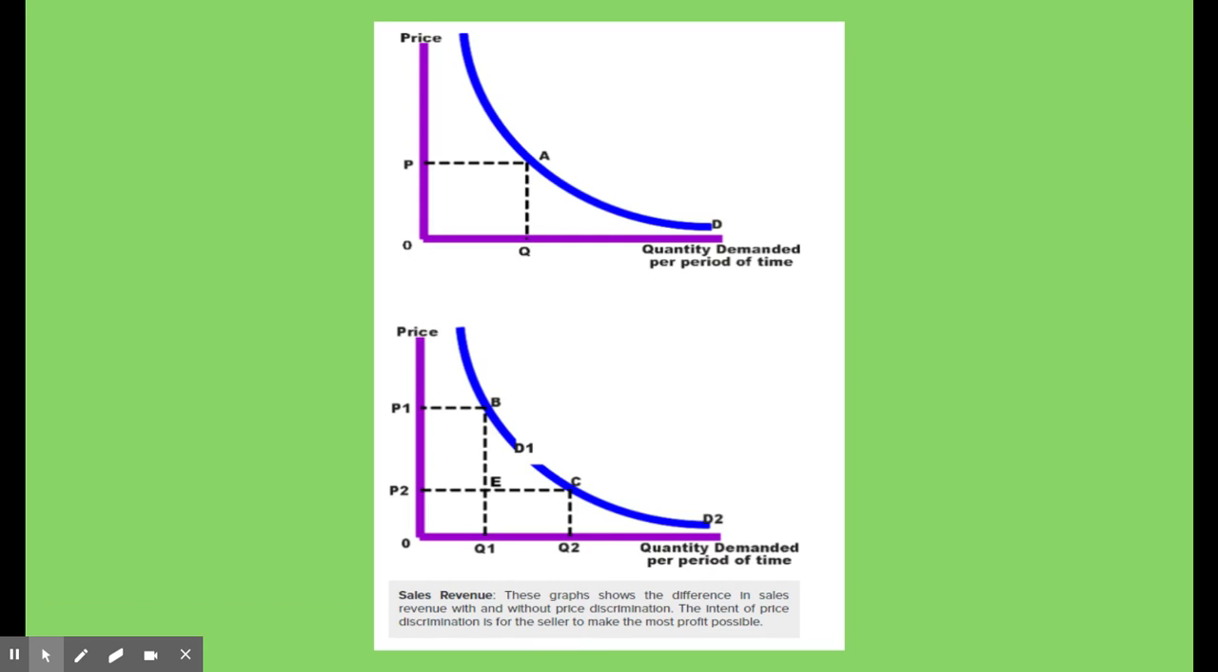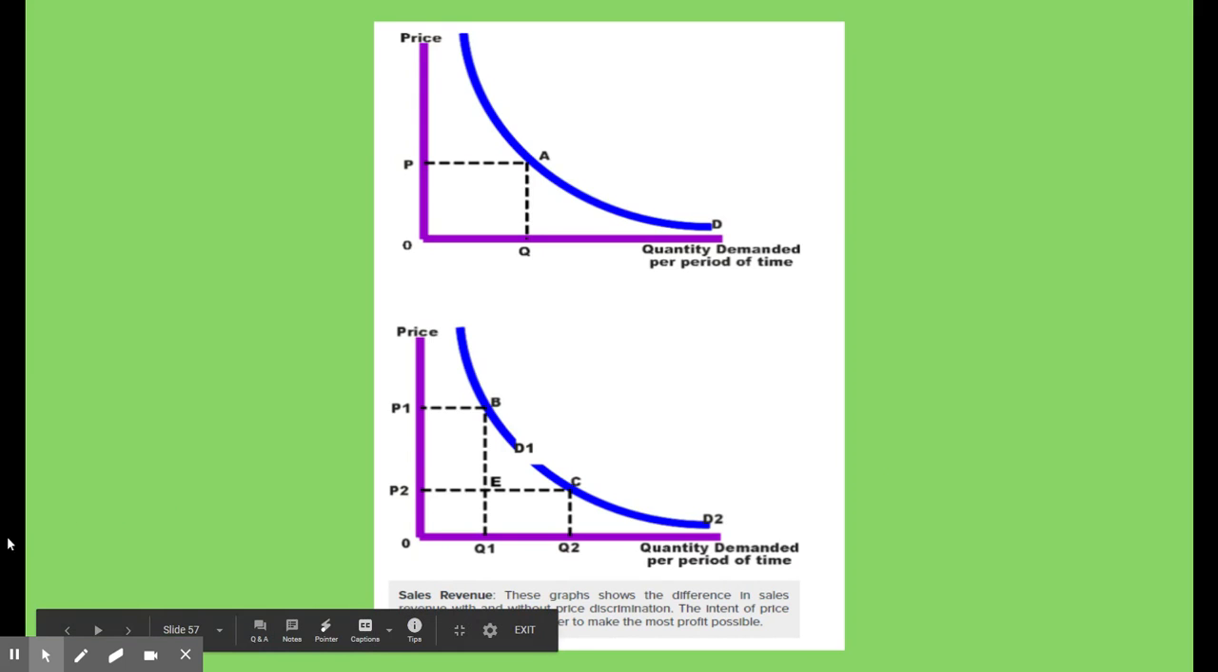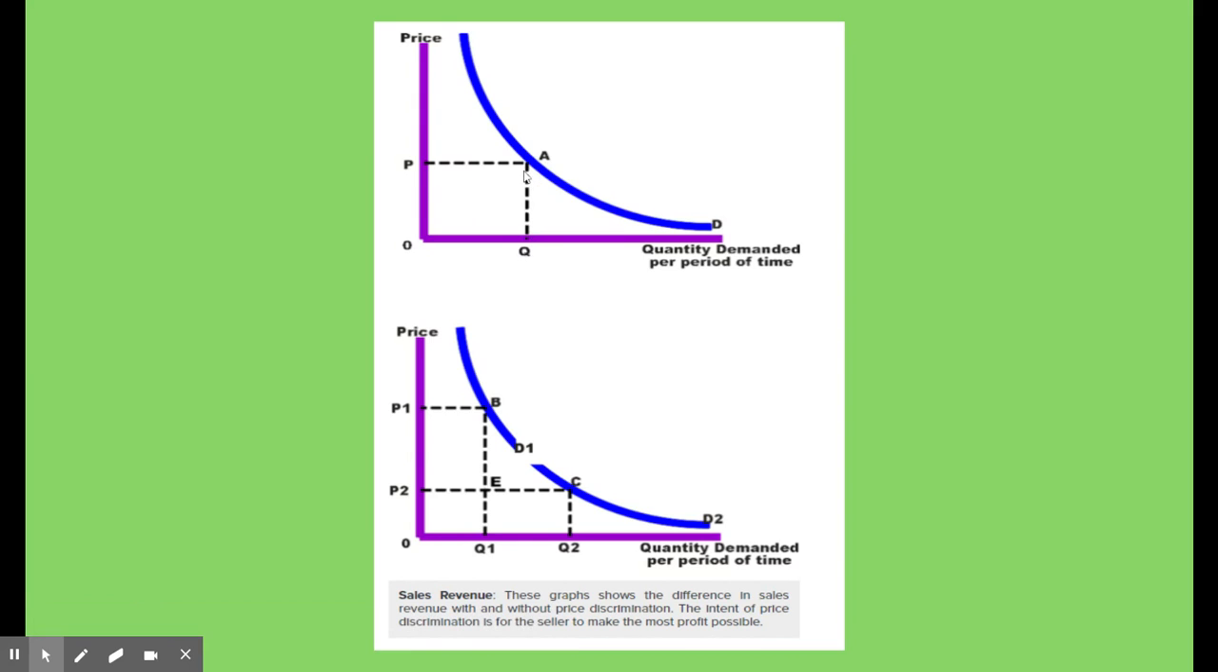And this would be sales revenue. These graphs show the difference in sales revenue with and without price discrimination. The intent of price discrimination is for the seller to make the most profits possible. And so we can see this one is without price discrimination. So they just have one price and they're going to make a profit off of that. Or on the other hand, they're charging two different prices here and they're going to be able to try to maximize profits off of having those two different prices.